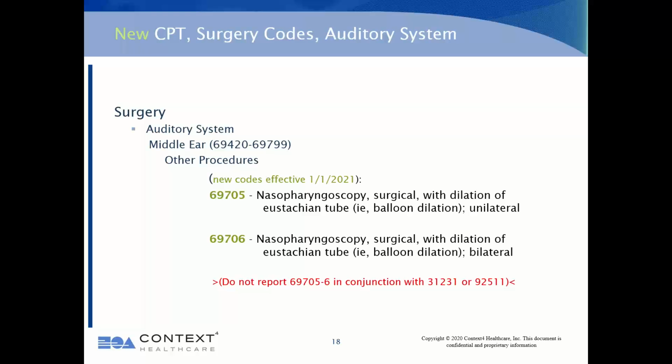As the parenthetical statement under these new codes in red here supports, our CCI edit rules will flag when one of these diagnostic endoscopy codes, 31231, which is nasal endoscopy diagnostic, or 92511, which is nasopharyngoscopy with endoscope, is billed on the same date of service by the same provider as one of these 2 new surgical scope codes, 69705 or 6.